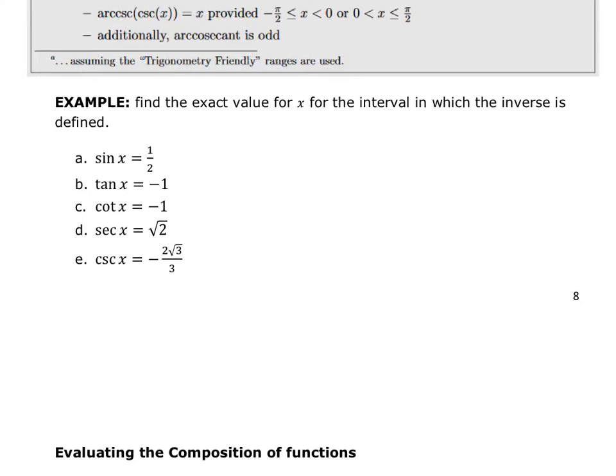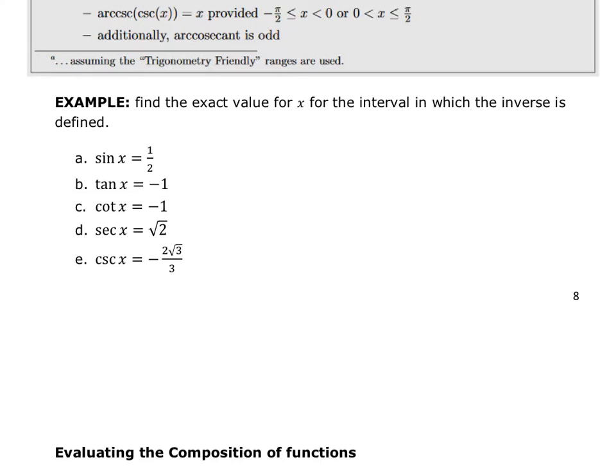Looking at these, we're asked to find the exact values where the inverses are defined. This is going to be slightly different than our next section, in which I want all real numbers that satisfy it. Right now I want to know where the inverses are defined. Do I get the answer of 1/2?